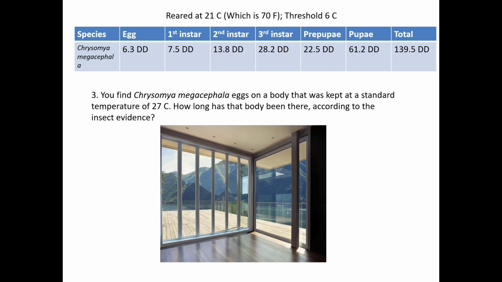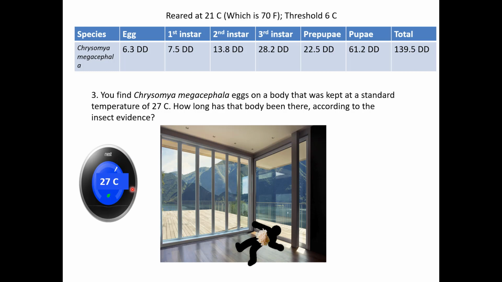What this question is actually saying: you've got a house, a body was found inside, okay? So this body was kept at a standard temperature, 27 degrees. Most commonly that happens indoors, in a house. Chrysomya megacephala came in and laid eggs on that body. You found eggs. You know it was kept at 27 degrees Celsius. Beautiful Nest thermostat tells you, perfect. Now I need to know how long has that body been available for colonization, given this information.